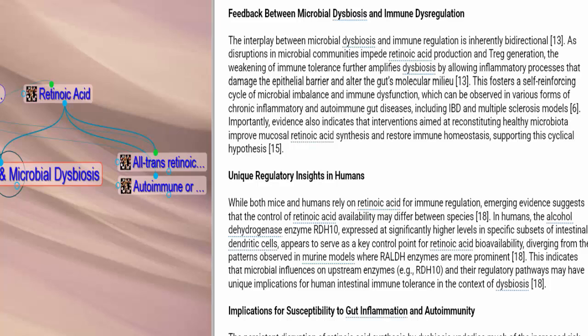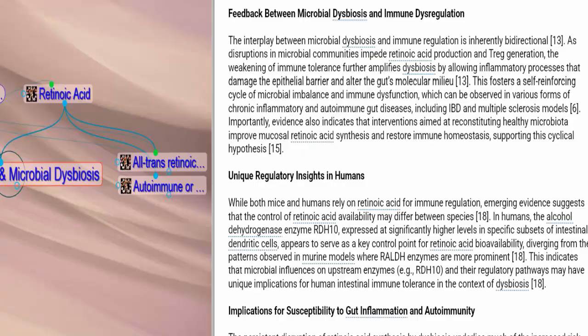which can be observed in various forms of chronic inflammatory and autoimmune gut diseases, including irritable bowel disease and even multiple sclerosis. Importantly, evidence indicates that interventions aimed at reconstituting healthy microbiota improve mucosal retinoic acid synthesis and restore immune homeostasis, supporting this cyclical hypothesis.